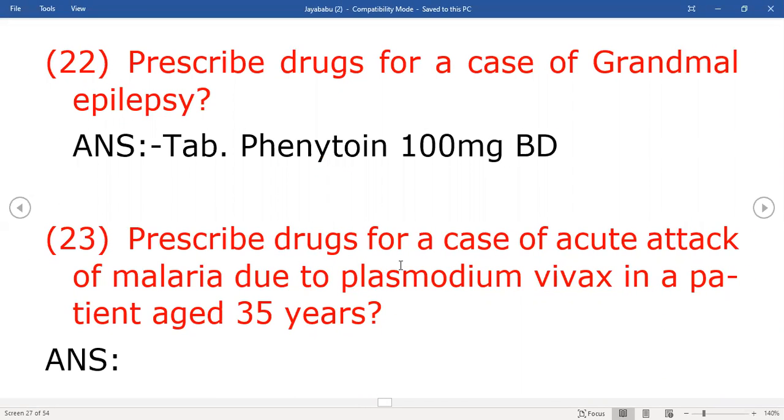Prescribe drugs for a case of grand mal epilepsy. So what are the drugs to be prescribed for patients suffering with grand mal epilepsy? Tablet phenytoin sodium.